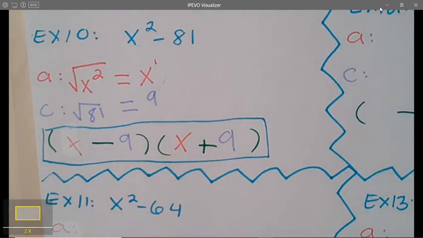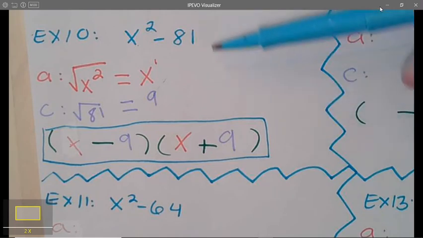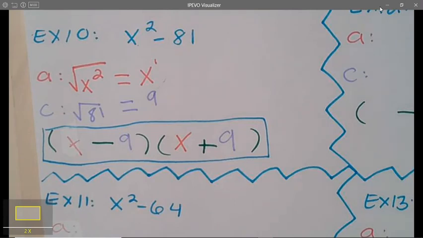So that's always a good way to check yourself. If you want to redistribute back out your answer, you should always end up with what the problem was. All right, well, with that being said, why don't we tackle example 11?